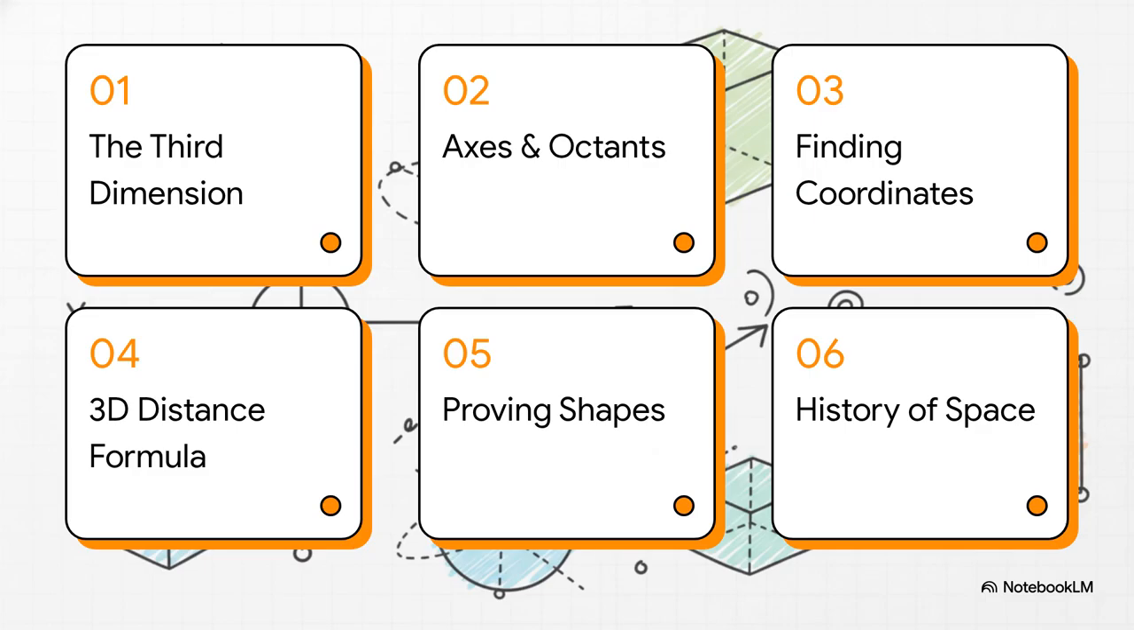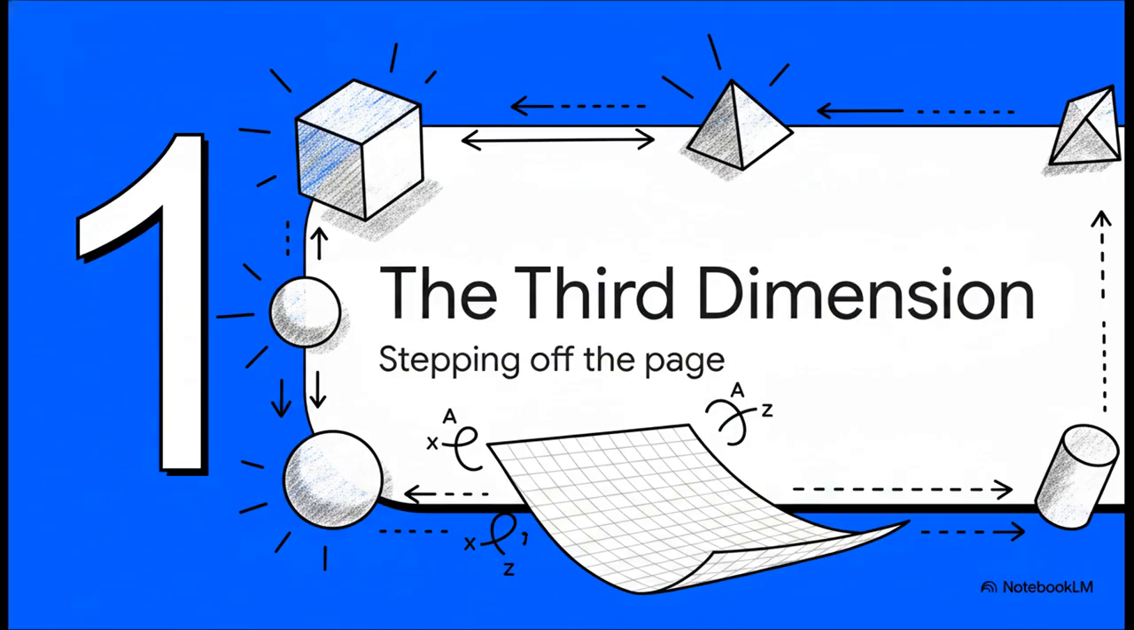Here's a quick roadmap for the chapter. We're going to cover the third dimension, axes, planes, and octants, finding your coordinates, the 3D distance formula, proving geometric shapes, and finally, the history of space. All right, section 1, the third dimension.